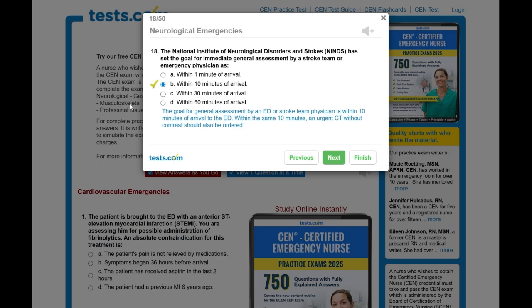The goal for general assessment by an ED or stroke team physician is within 10 minutes of arrival to the ED. Within the same 10 minutes, an urgent CT without contrast should also be ordered.